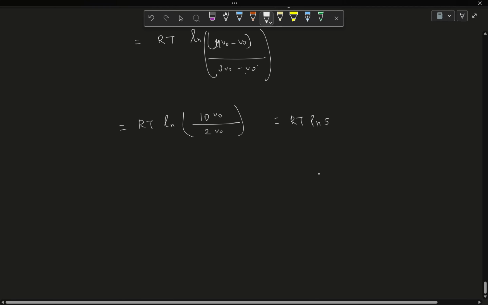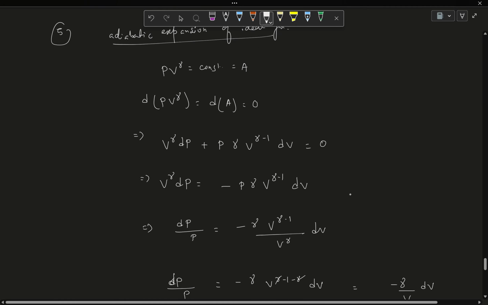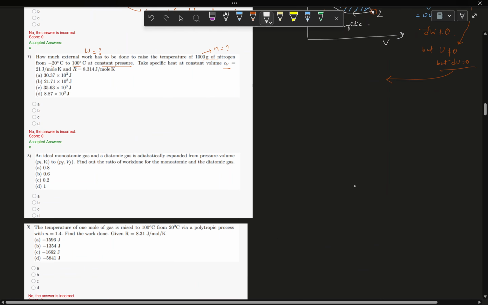Now we can put in the values of R, which is 8.314 joule per mole Kelvin, and temperature is given as 300. Ln 5 you can calculate using your calculator, and finally you will get this value, which I have already calculated. You can check for yourself that this is 4014 joule, as I have used the joule per mole Kelvin unit. So this is your answer, and you can check that this is option number C that they have mentioned in the options. Let me mark that option.